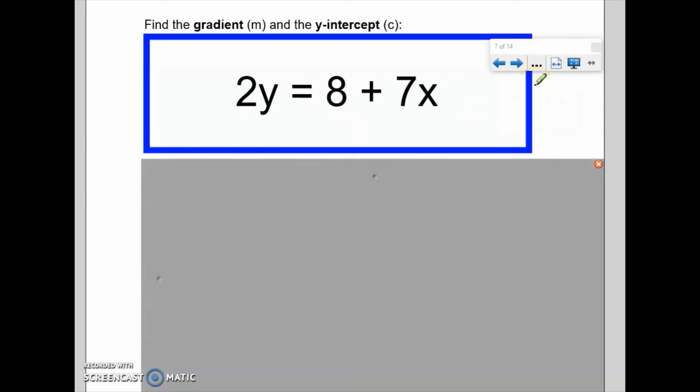Okay, could you do the same again? Could you pause the video here, please, and find the gradient and y-intercept and have a go at also sketching the graph?